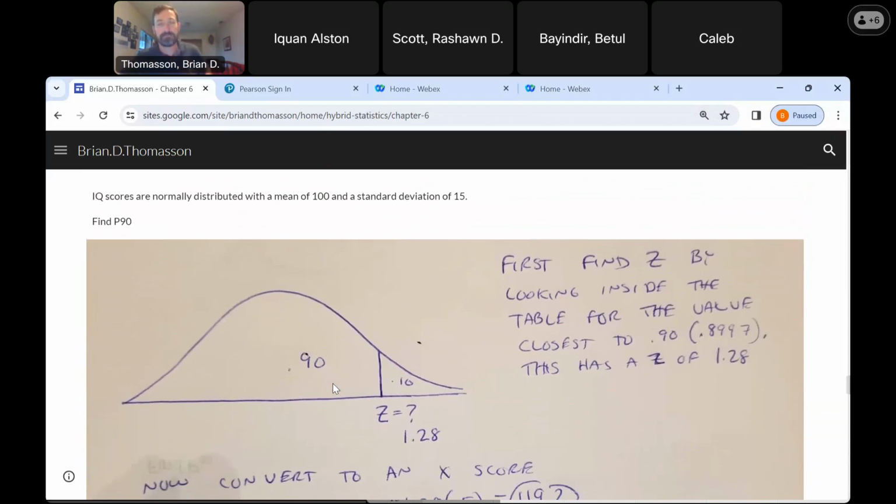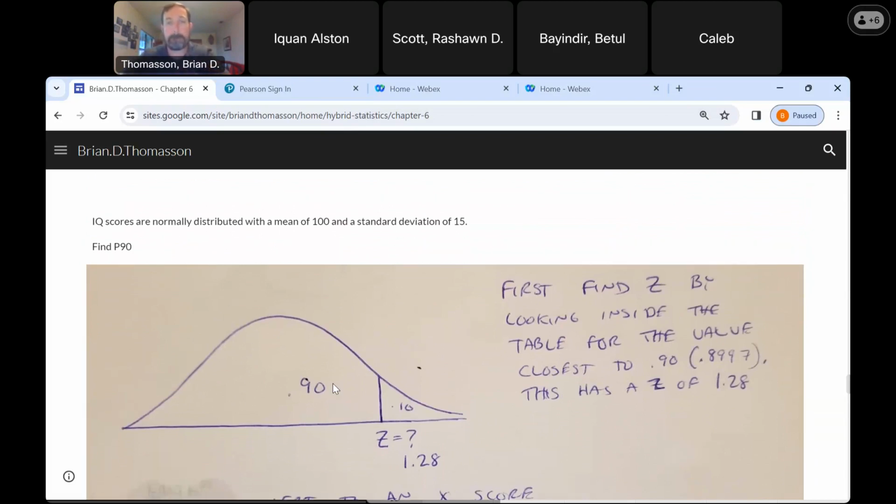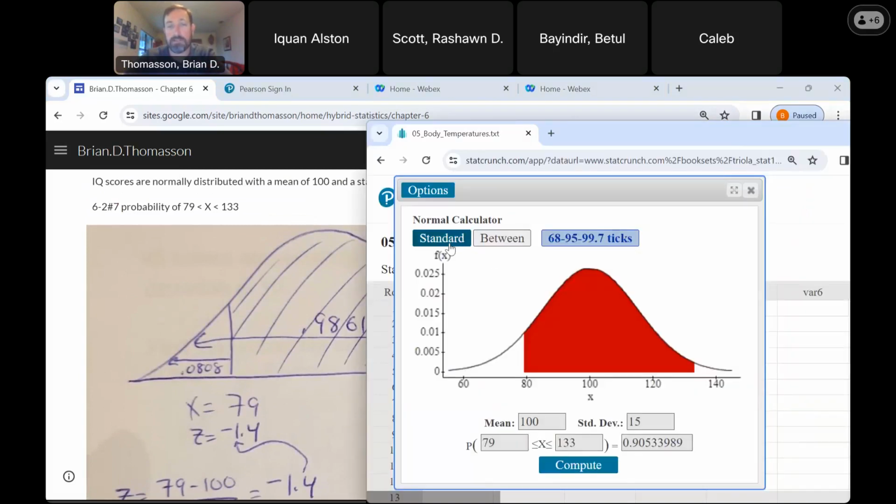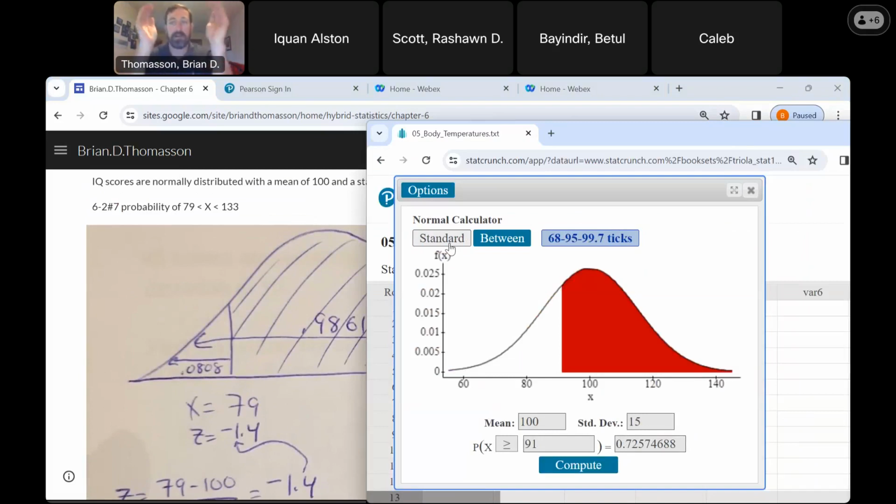Can you go over the last one and putting it into StatCrunch again real quick? Sure. Okay, so let's go back to the previous one. I'm redoing it all. Since there's two values, the 79 and the 133, we're trying to find the area between those two. I'm going to go between.